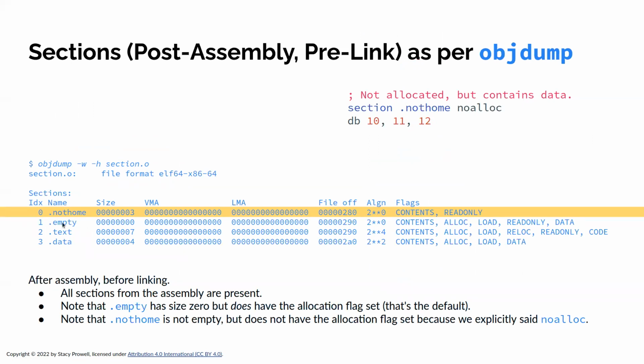We see there are 4 sections: not home, empty, text, and data. Well, those were the ones that were in our program, so nothing there should be a surprise. So we said not home was not allocated. So that's the first one here, not home. And you can see it has flags contents and read only, but it doesn't have this flag that all the other ones do, which is alloc. Doesn't have the flag alloc, or the flag load for that matter.